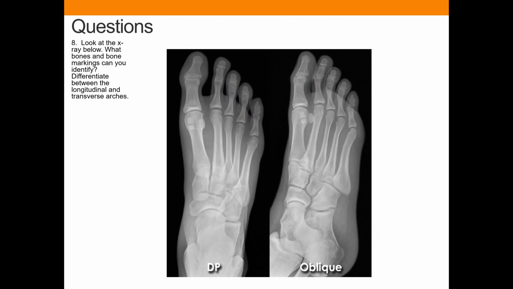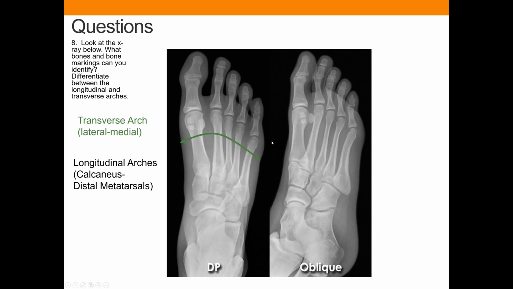Then if we look at the arches, the arch that runs from the lateral to the medial side and vice versa is called the transverse arch. And then you also have a longitudinal arch, which runs from the calcaneus or heel bone up to the distal end of the metatarsals. And there are 2 of these. There is the lateral longitudinal arch, which is going to be on the same side as your little toe. And there is the medial longitudinal arch, which will be on the same side as your big toe.